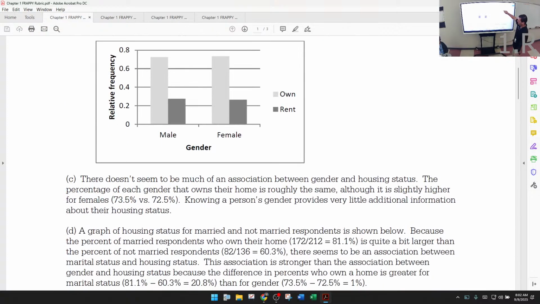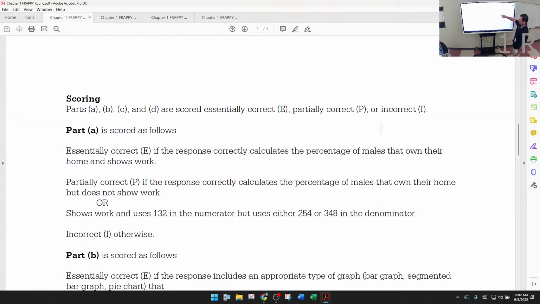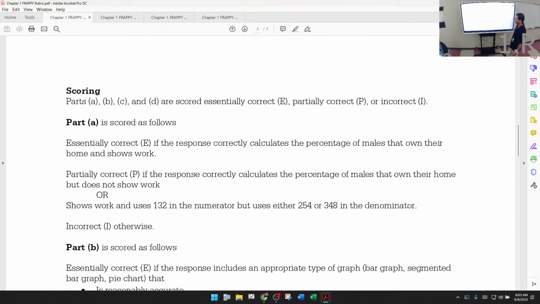Let me show you the rubric part of it, okay? Part A: E, P, or I. E: the response correctly calculates the percentage of males that own their own home and shows work. P: the response correctly calculates the percentage but does not show work, or shows work and uses 132 in the numerator, but uses either 254 or 348 in the denominator. Wrong denominator, but they got the right numerator. They're actually going to give you a P for that, okay? And then I is otherwise, okay?